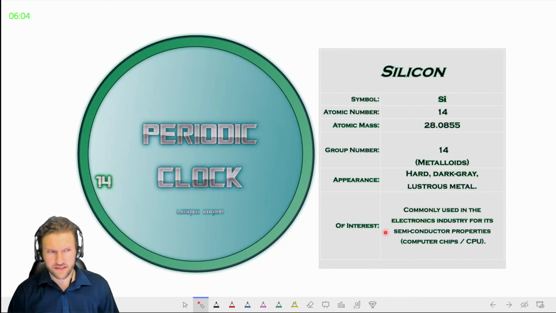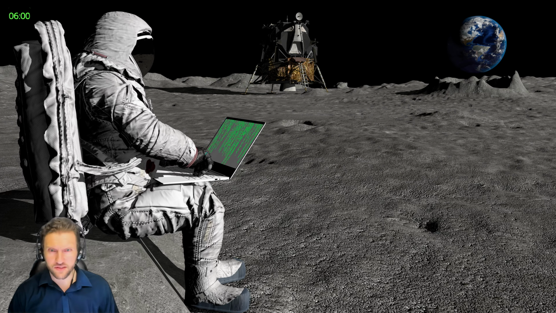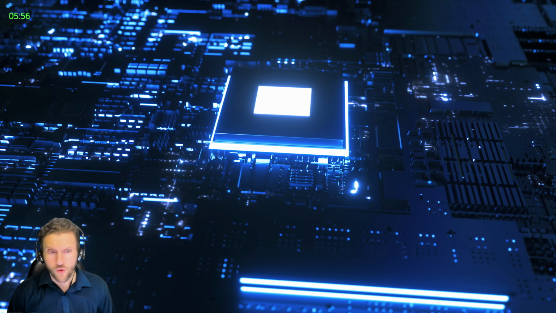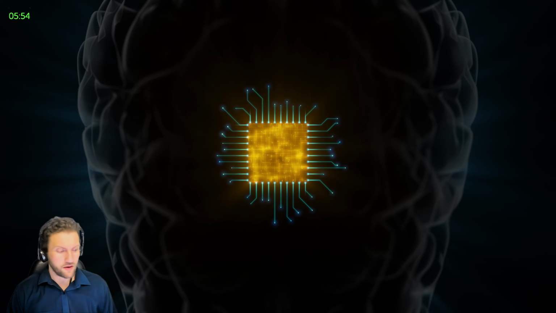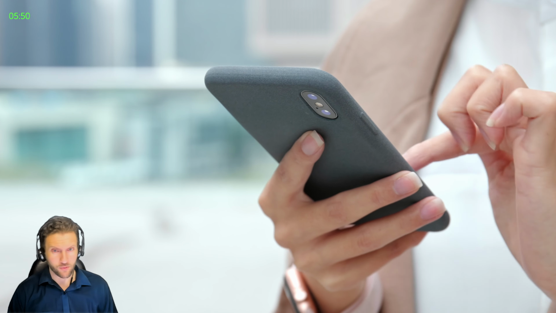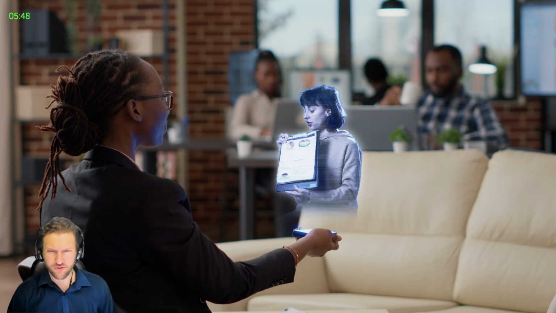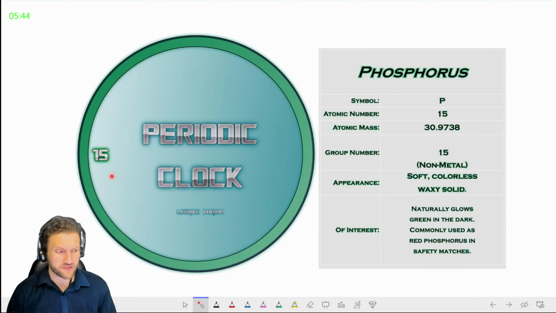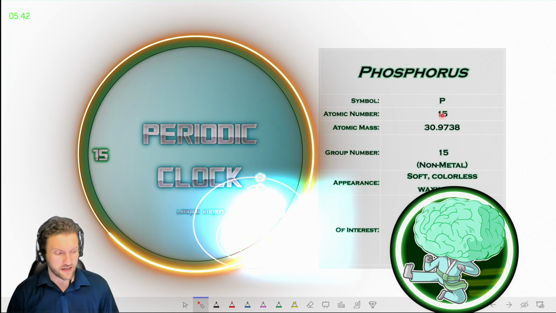Now, where do we find it? Well, you're probably using it right now to view this particular video. It's used in electronics, particularly in the CPU or the brain chip, the central processing unit of your device, computer, cell phone, tablet, whatever you're using, or maybe you're using augmented reality glasses if you're fancy like that. Okay, number 15, phosphorus. Take note of the letter.